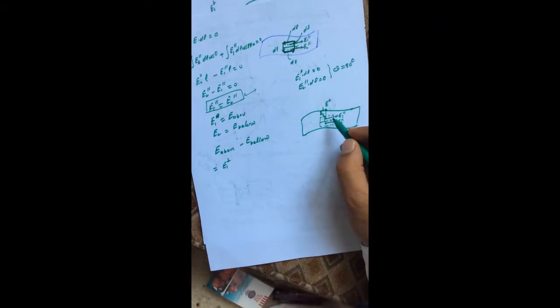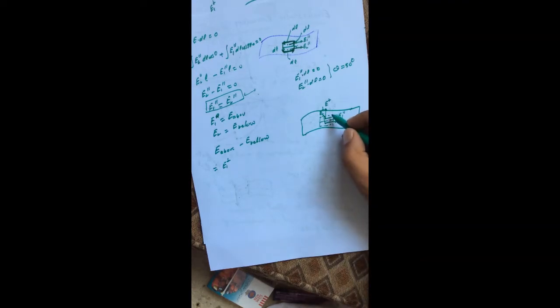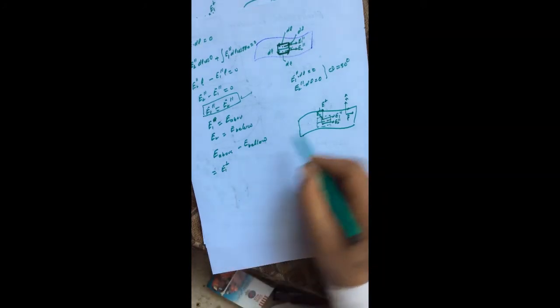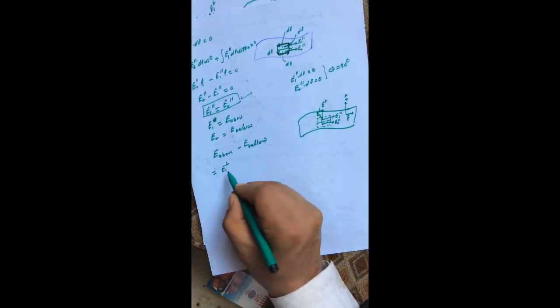Now below, upward, like the unit vector which is perpendicular to the surface, I call it N, and the unit vector which is parallel to the surface, I call it P unit vector. Now E1 perpendicular, its direction is upward, so if I write it in vector form, I will put this vector here.